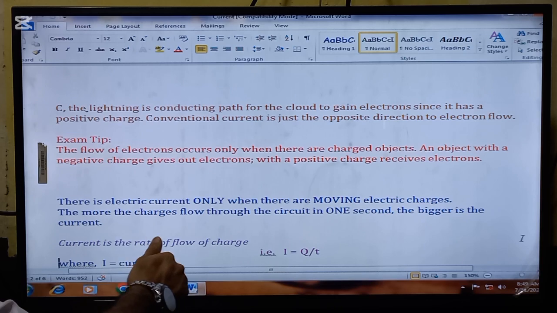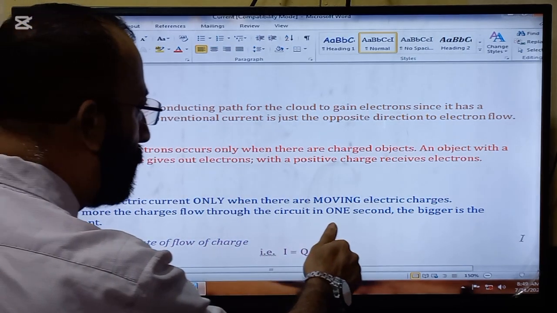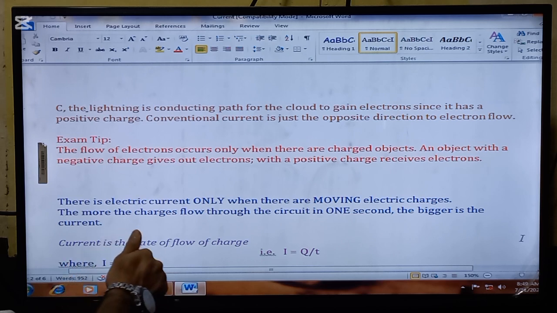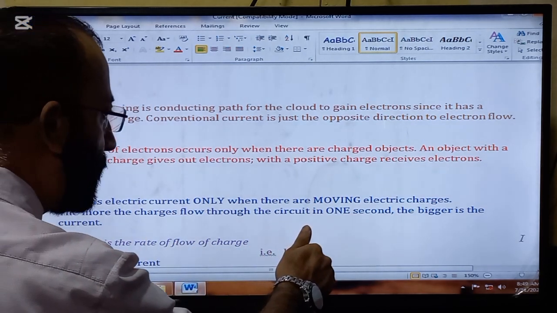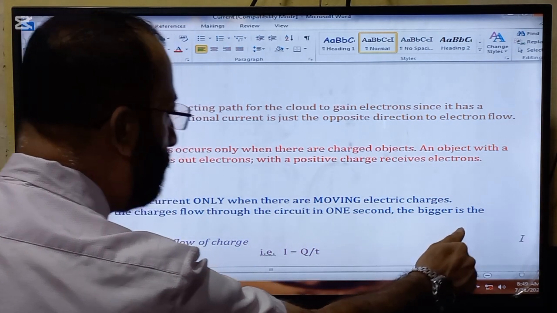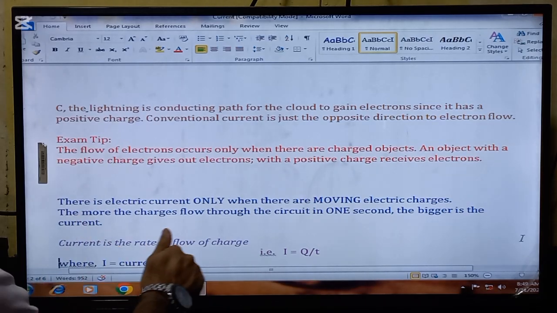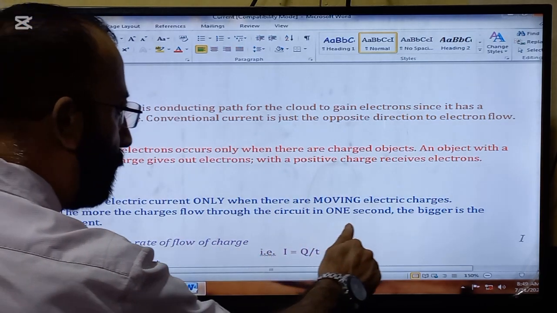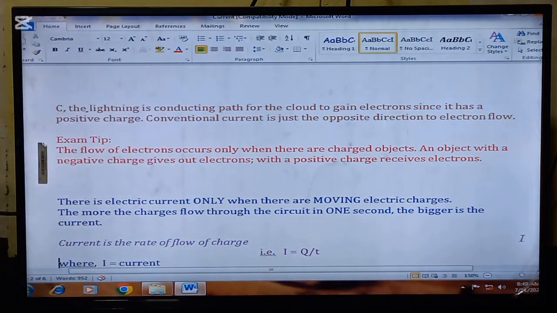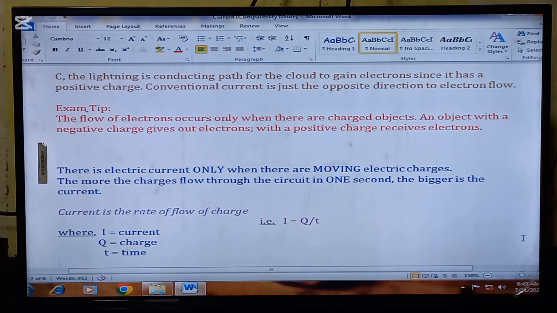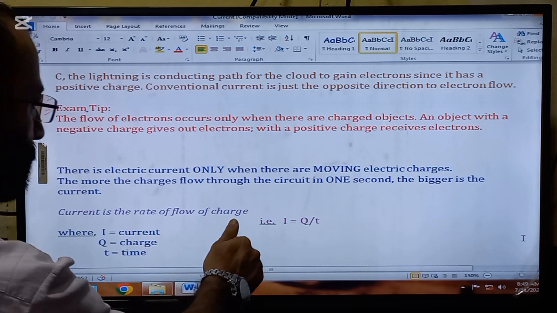There is an electric current only when there are moving electric charges. The more the charges flow through the circuit in 1 second, the bigger is the current. This is quite common sense. Here is the definition of the current coming. Current is the rate of flow of charge.